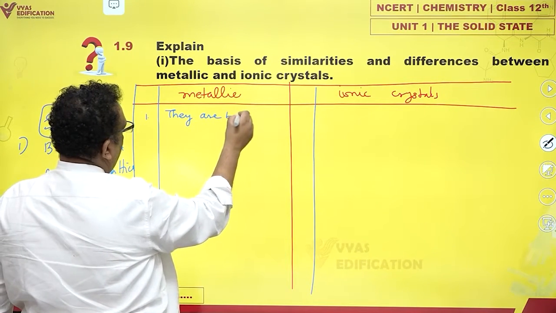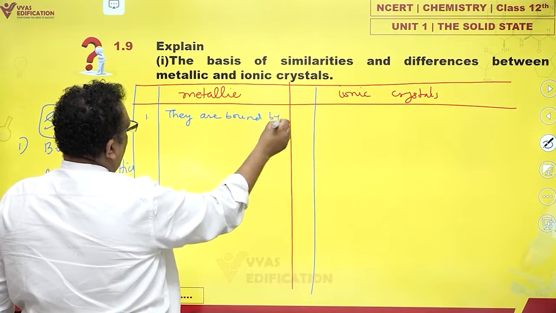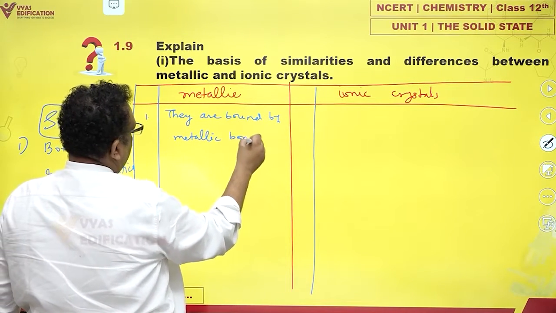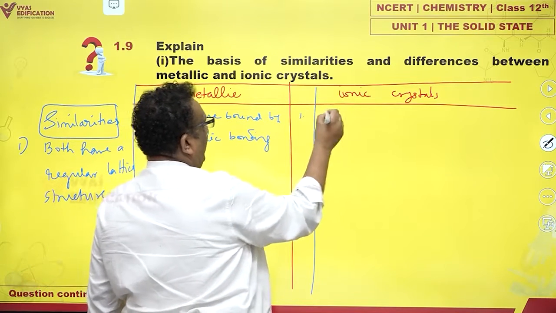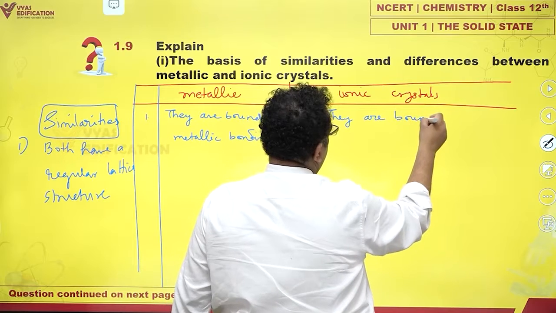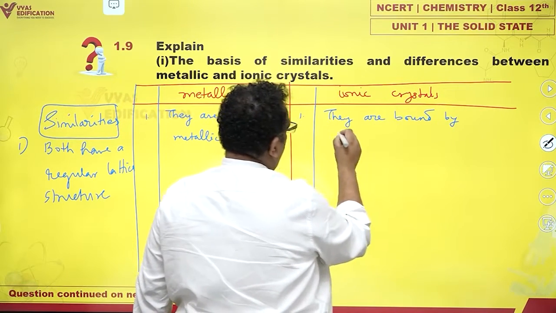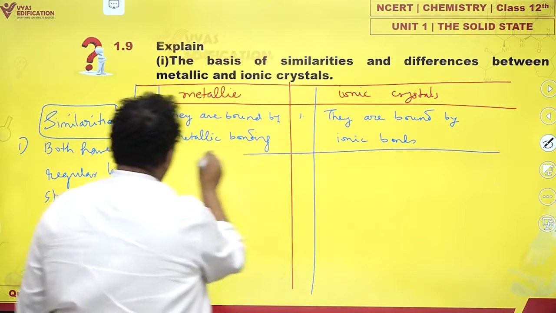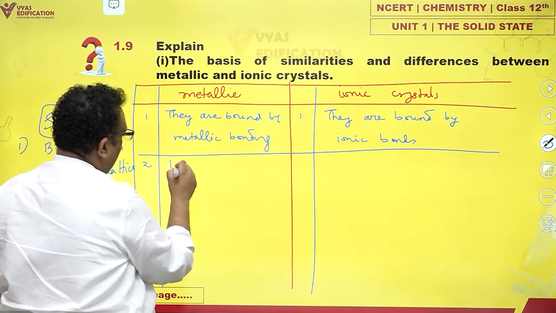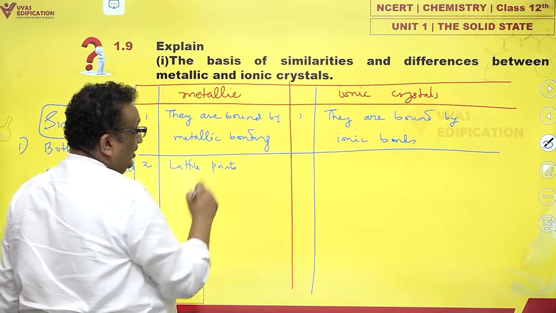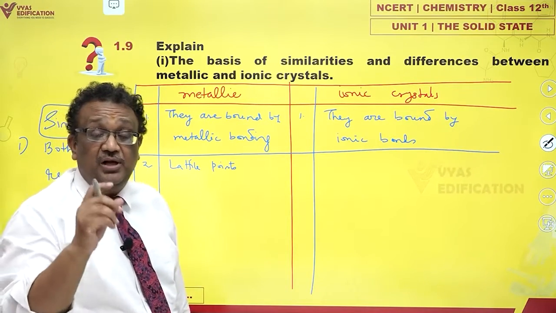are bound by metallic bonding. And they are bound by ionic bonds. Then lattice points. And lattice points in metallic crystals are metal atoms.